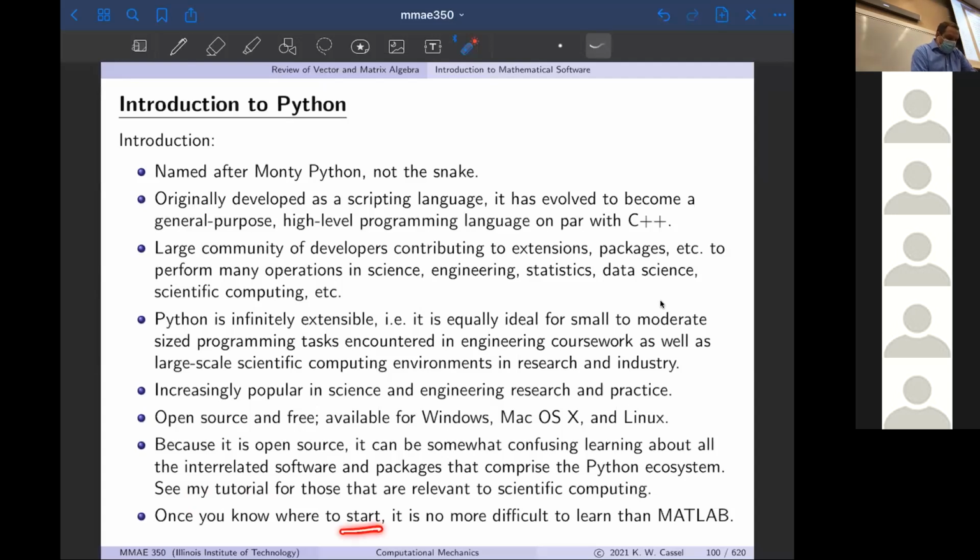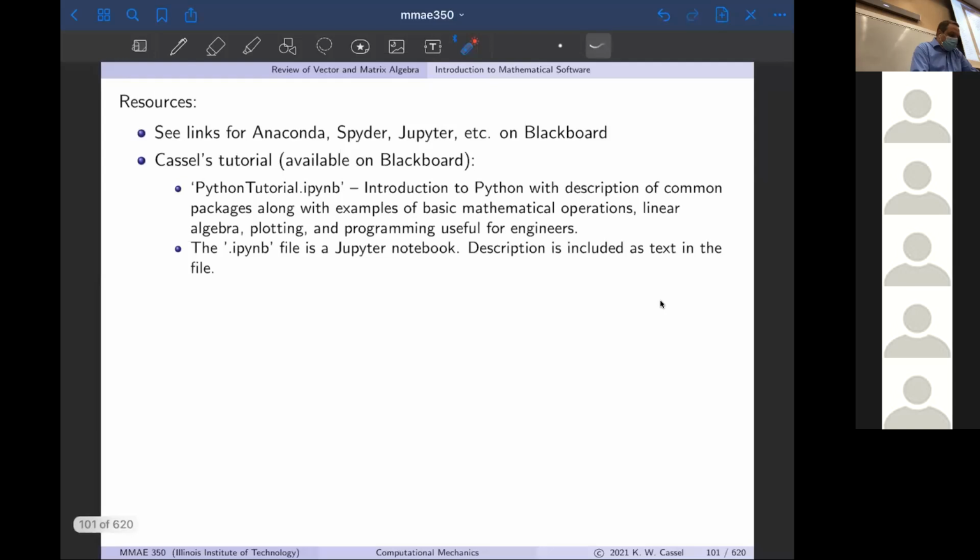Once you get started, once you are told what's the best and easiest way to install it and use it, it's no more difficult to learn than MATLAB. The learning curve is no worse than MATLAB in that sense. It seems worse, again, because there are so many options, but once it's narrowed down for you, it's not bad.